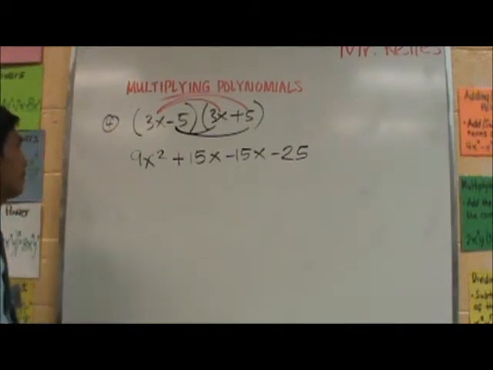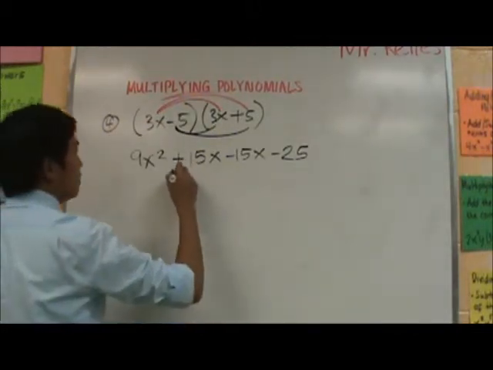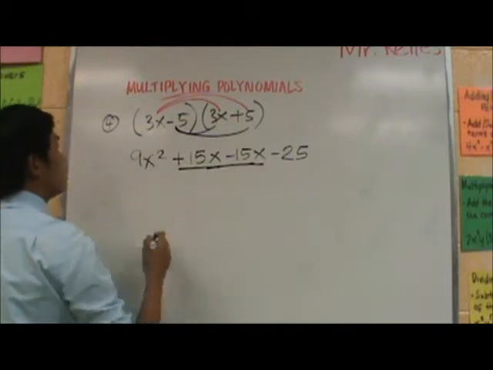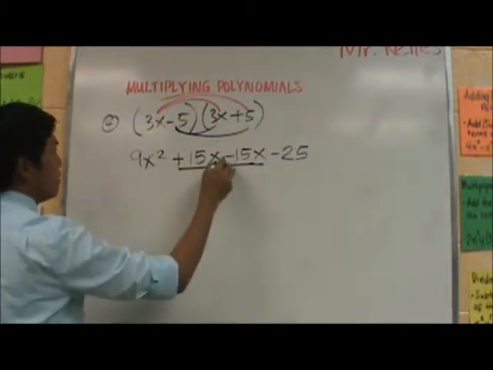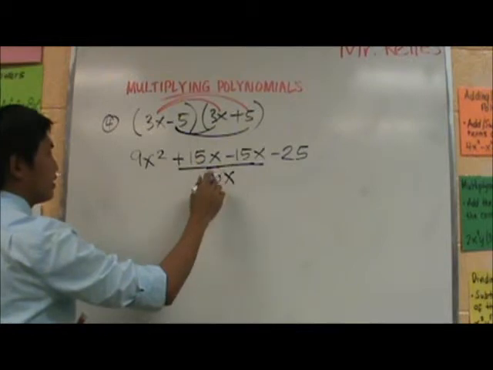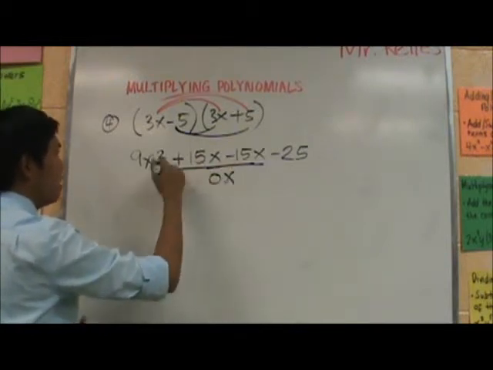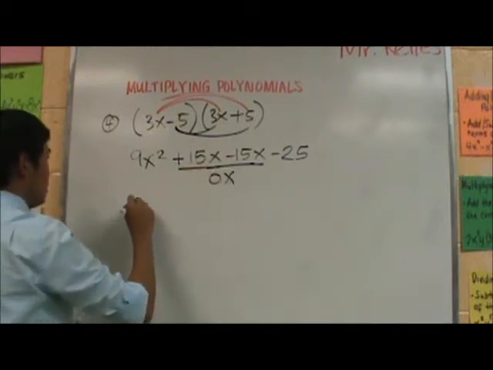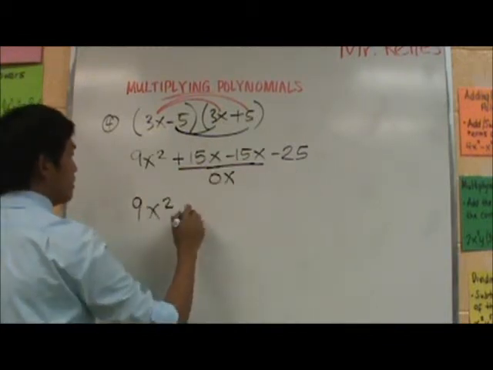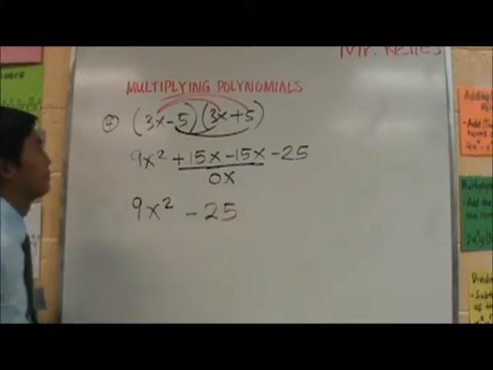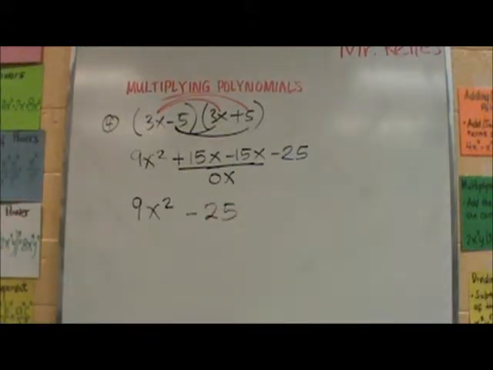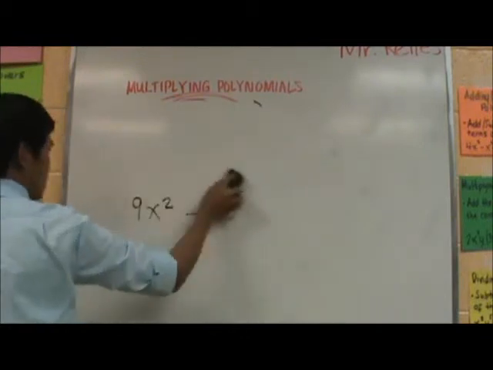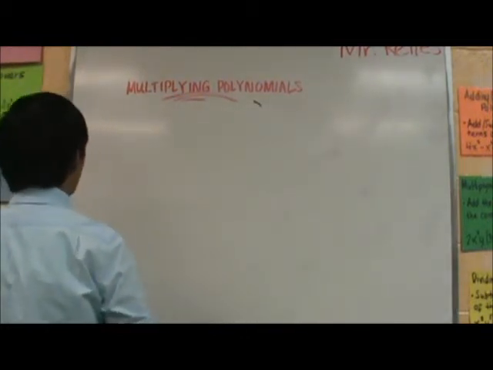Okay, now identify the like terms again. This and that. But wait, 15 minus 15 is giving you 0x, but because 0 times x is equal to 0, then might as well ignore them, just cancel them out, and now you have x squared minus 25. That's it. Okay, now let me give you another example. How about number 5?